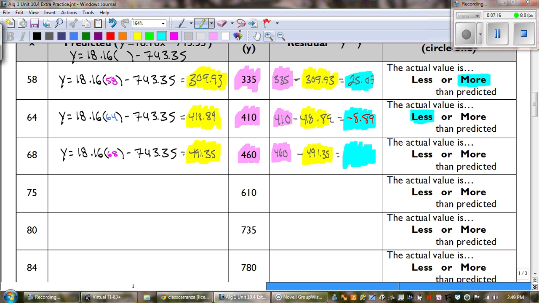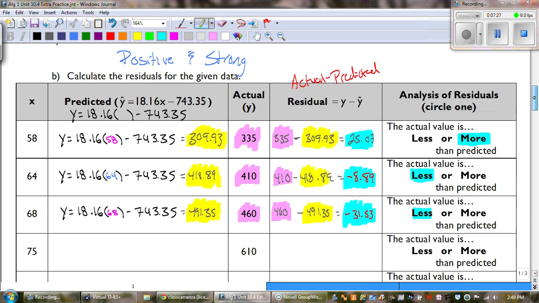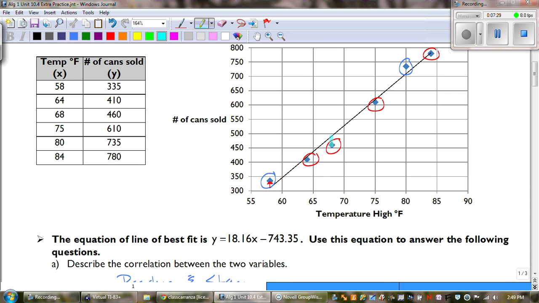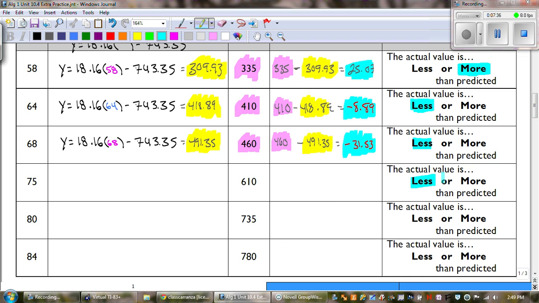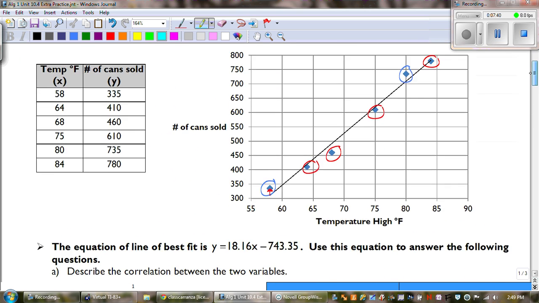And hopefully you're saying, Mr. Grice, it's negative. And it's a negative 31.53. So that is less. Okay, and if you look at the second one, yeah, the second one was less. So you should know just by looking at this that this is less and this is more, and I'm not sure what that last one's going to be.